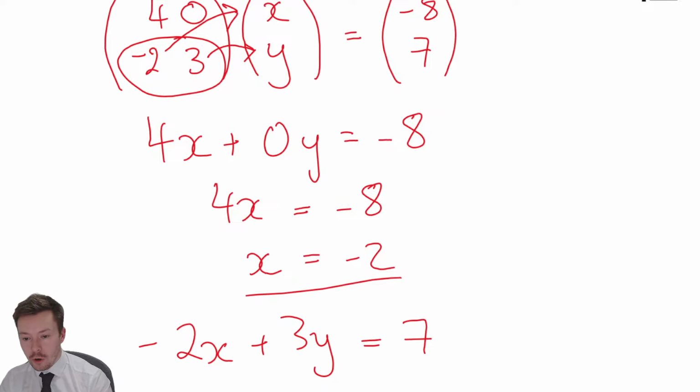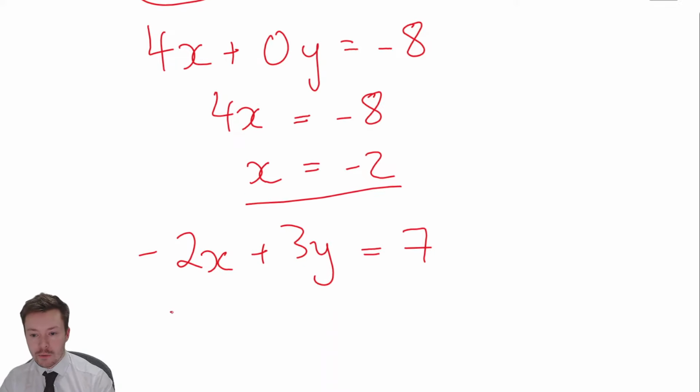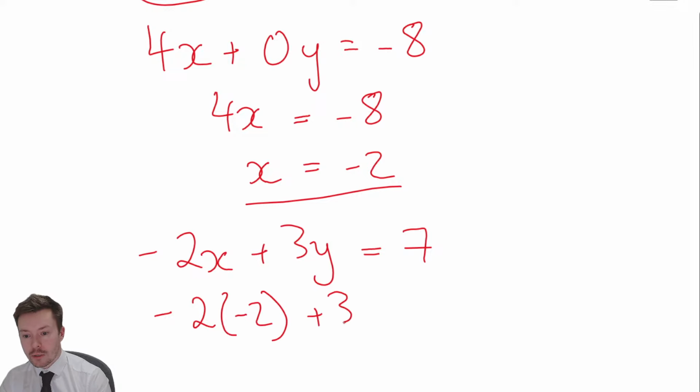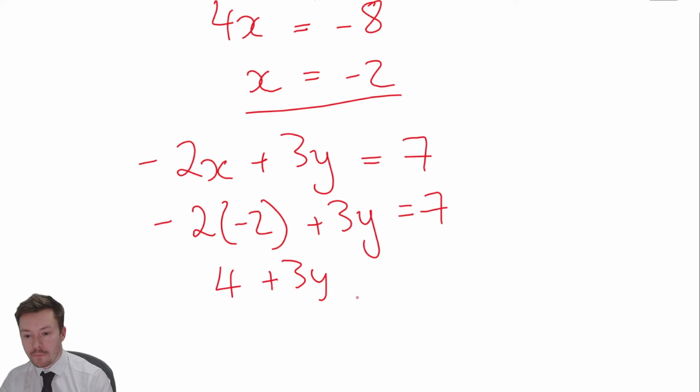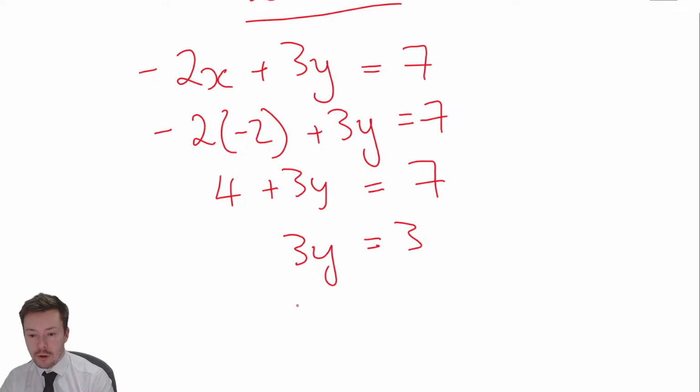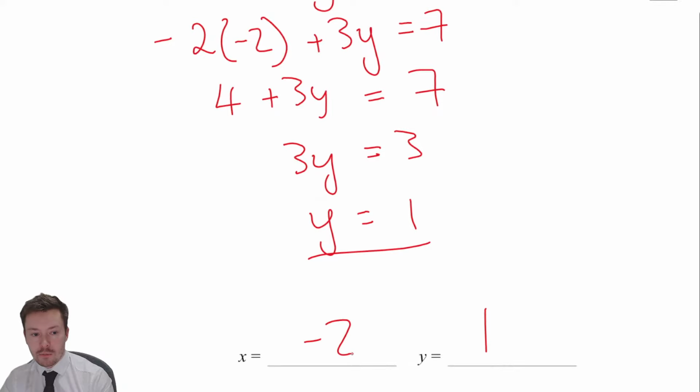And then we've got the x is -2. So we're going to plug that in to what we've just worked out. So we get -2, lots of -2, plus 3y is equal to 7. So we get 4 plus 3y equals 7. Take away the 4 from both sides, we get 3y is 3. Divide by 3 on both sides and we get y is equal to 1. And there are our answers, okay? So y is 1, x is -2.